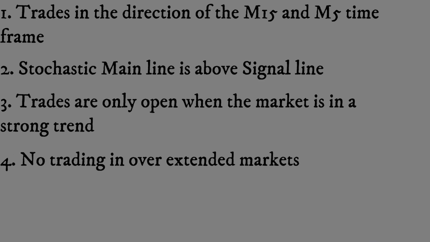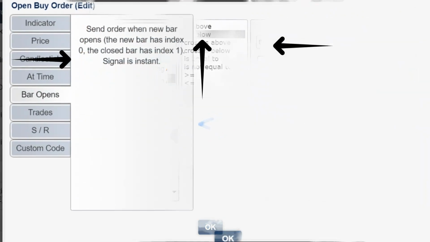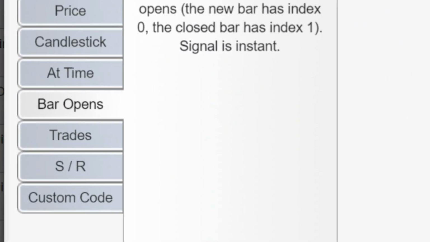Of course, for our 5th buy condition, no trading should be done while the market is overextended. With that being said, the stochastic main line must be below the 80% level. Now we are going to set our trigger to open the trade. Just add another buy condition and select the tab bar open.